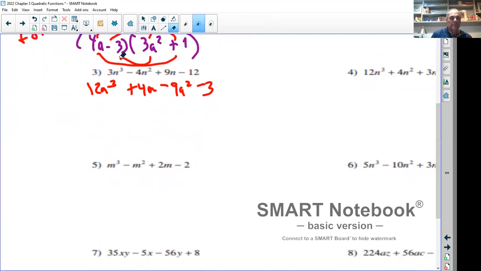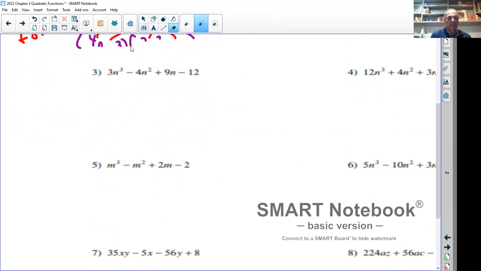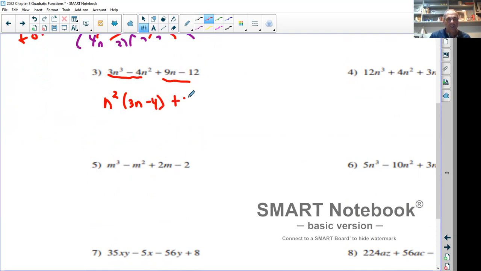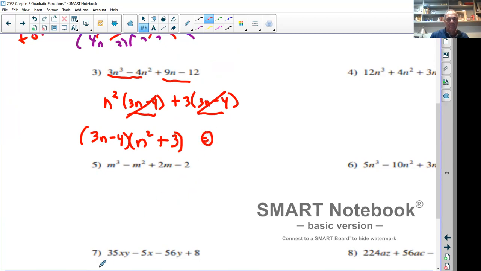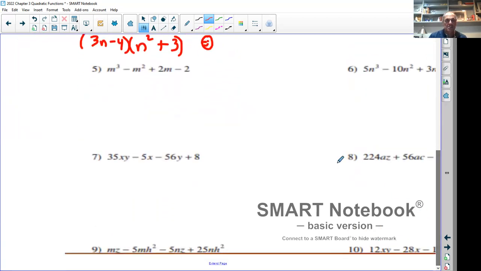Let's try number 3. These 2 and these 2. I can only take out an n squared here. 3n minus 4. 3n minus 4. That is good news. We need to get this match. If not, we need to try it differently. But this one does. The 3n minus 4. Pull that out. You have n squared. Pull it out of here. Plus 3. You win. Let's move down to maybe number 7.